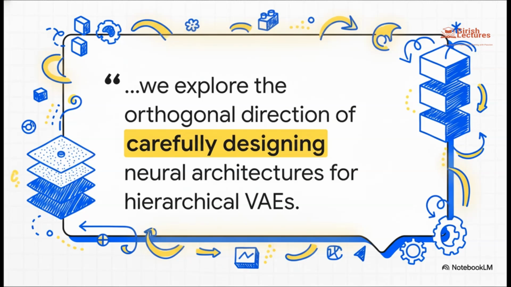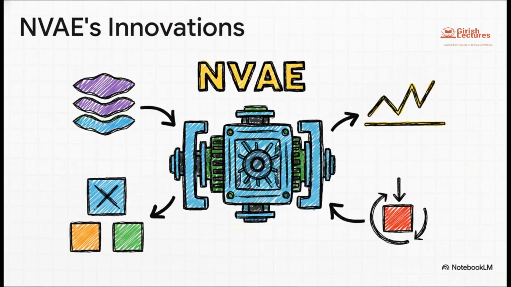Instead of fighting with the math of the blueprint, they focused on, in their words, carefully designing the neural architectures. Basically, they decided to build a bigger, smarter, and way more sophisticated VAE from the ground up. And they didn't just make a few tweaks. They threw the entire modern deep learning playbook at this thing.